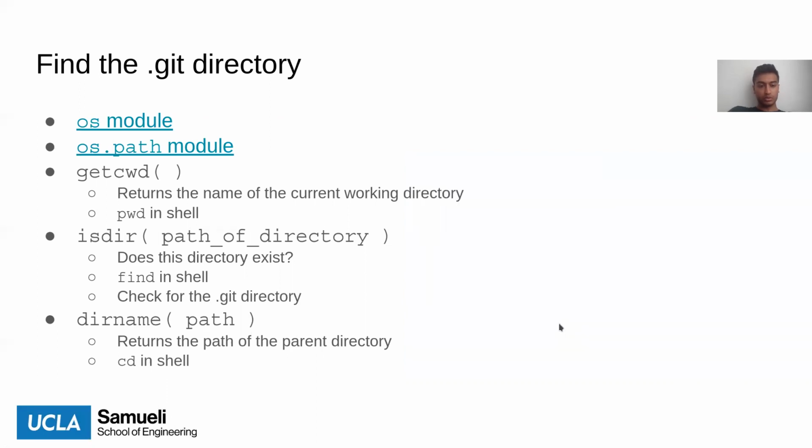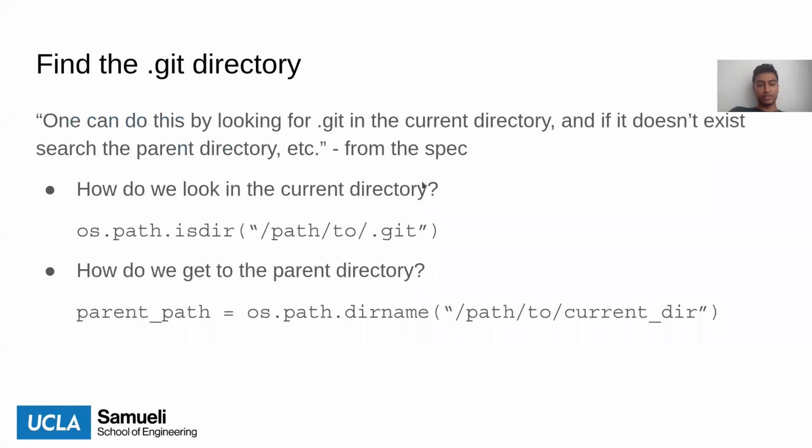Okay, cool. So how do we implement this again? Just to review, in the spec it says you can look for .git in the current directory, and if it doesn't exist, search the parent directory. Well, how do we look in the current directory? We can do os.path.isdir and then the path to the .git that might be there. And how do we get to the parent directory? Well, we can say parent_path equals os.path.dirname of the current path, and it'll just chop off the last bit and leave it at the previous slash. Okay, so that concludes part one. I would suggest going and implementing this now, and then once you do that, come back for part two because it'll flow better that way.